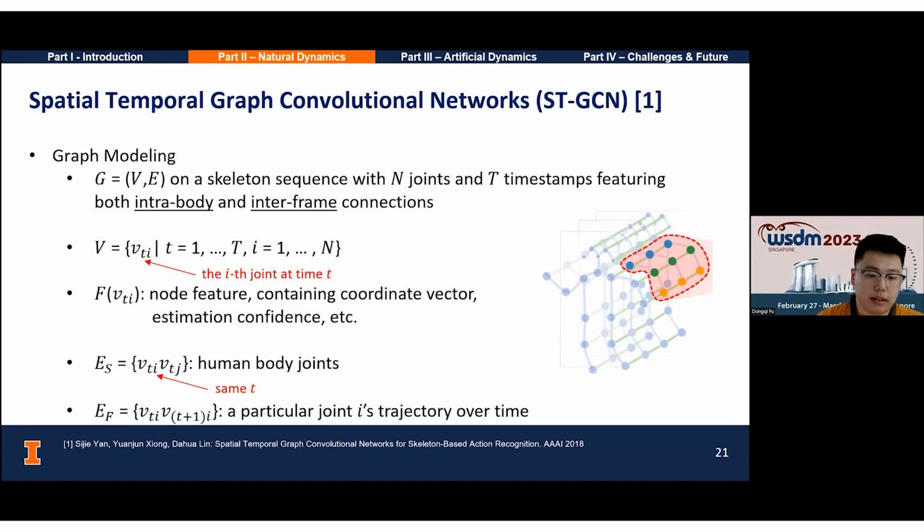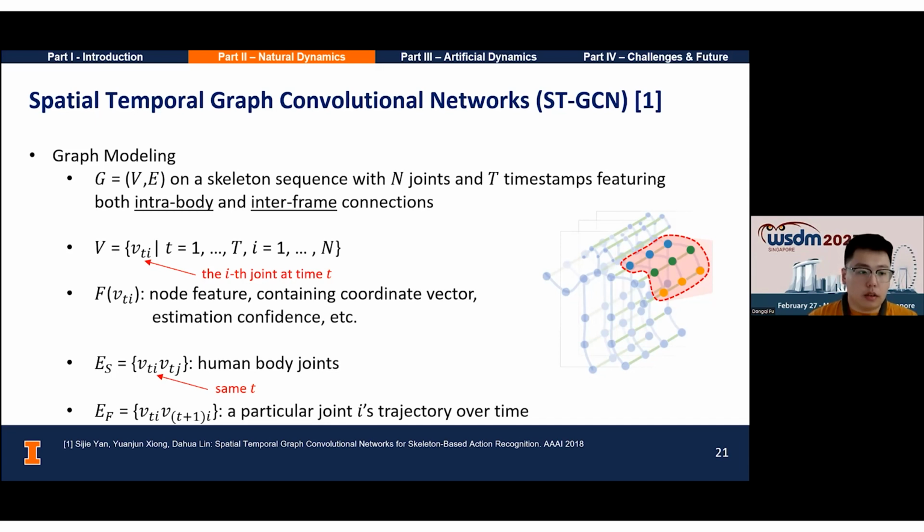First, let's look at the node set, where each node is indexed by v_ti, and t means the time step from 1 to capital T, and i means the node index from 1 to capital N. And we have the function F of v_ti, which stands for the node features of a node, maybe the coordinate vector or the estimation confidence, etc.